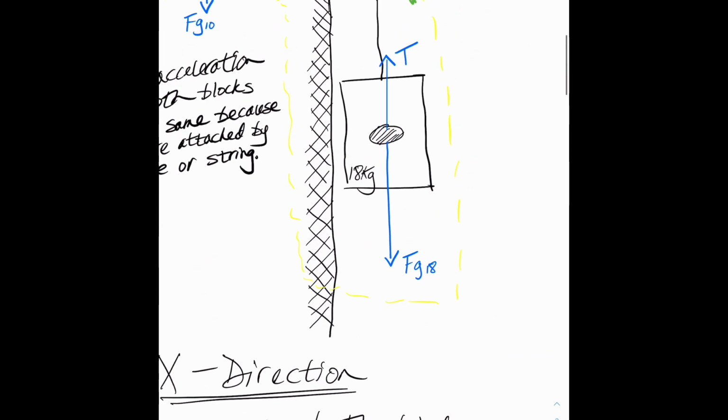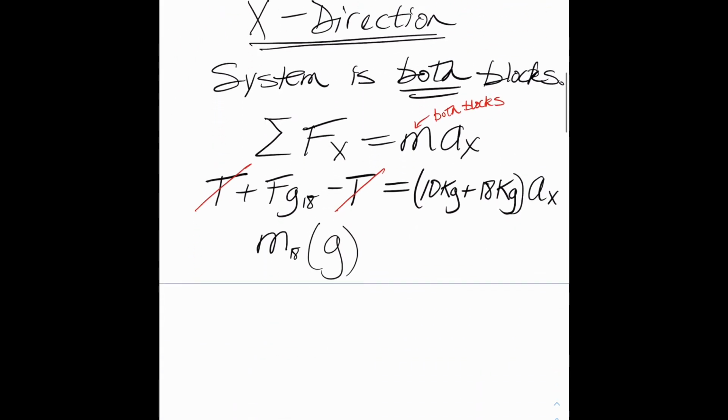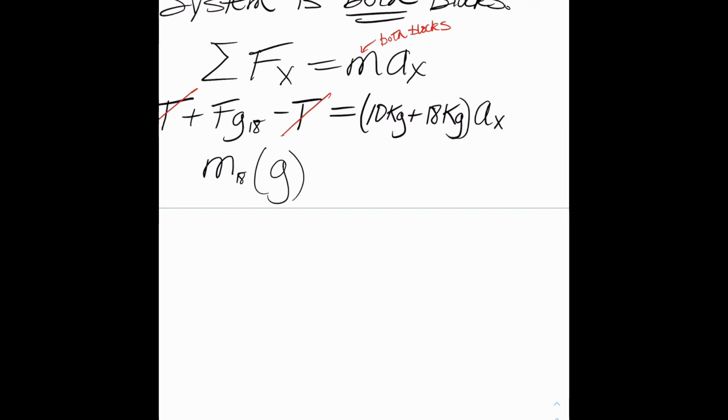Look at it, right? It doesn't care what's going on with the 10 block. It doesn't care there's another block there. The weight of that block, FG, is 18 kilograms times baby g. So we have to remember that down here.